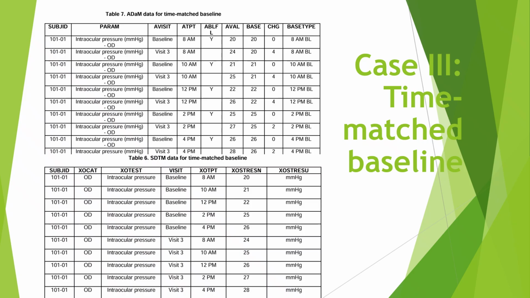So here for time point 8 a.m., the first record is the baseline record, and then we have the visit 3, which is the post baseline record for that particular time point. And you can see that the base value is populated from the baseline records, and ABLFL is also populated as Y, and the change is coming only from visit 3, which is the post baseline record for each baseline record for each time point.